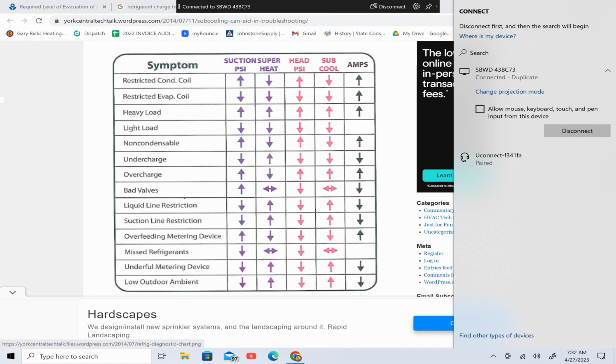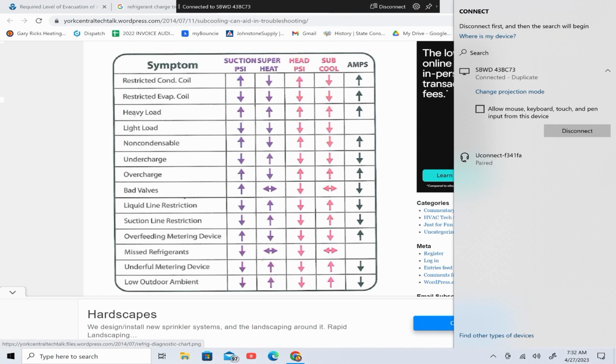Let's see here. Low ambient temperature on... underfull metering device. Wonder what that means. Underfull. You ever heard of that word? Missing refrigerant, or missed refrigerant. Suction line restriction, overfeeding metering device, bad valves, overcharged, undercharged.